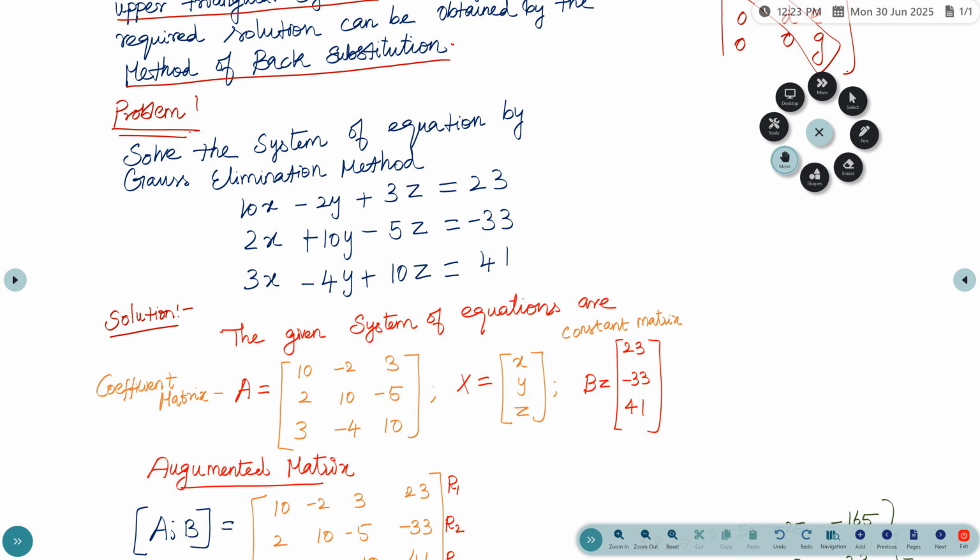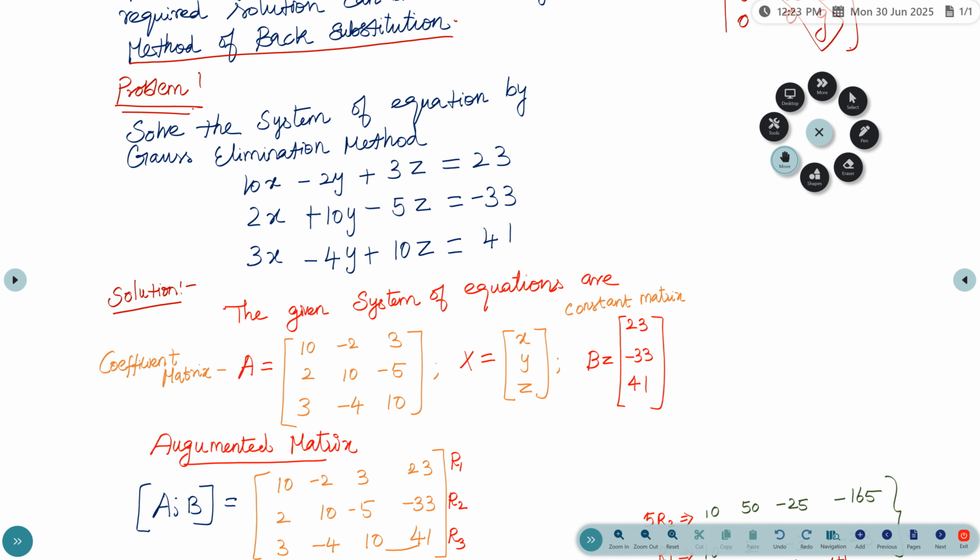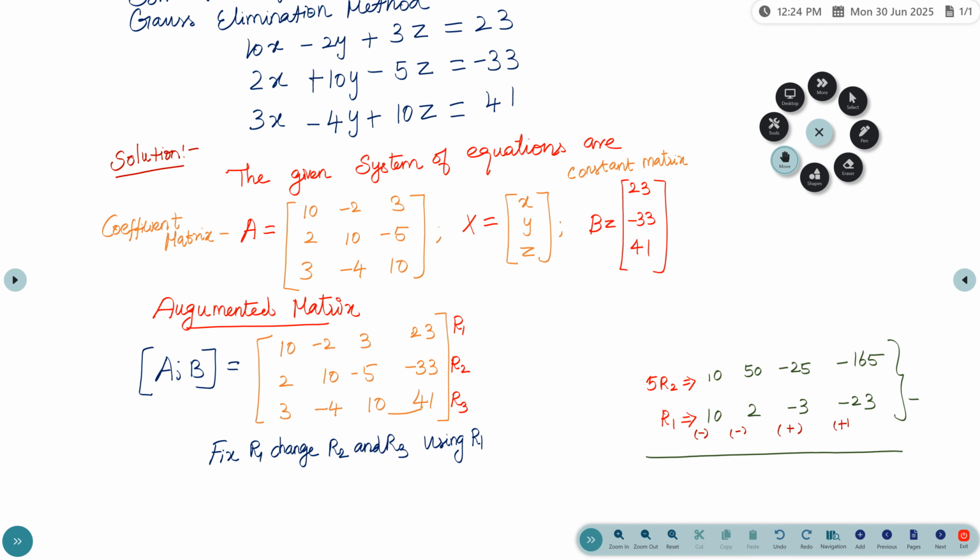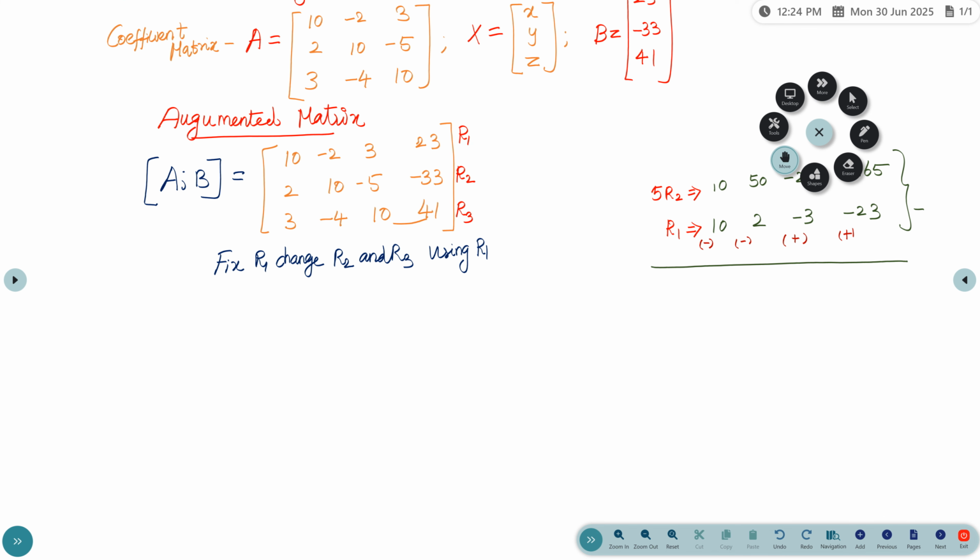So first, A is called the coefficient matrix. X is the matrix of unknowns. What unknowns are involved in these three equations? X, Y, Z. And the last one is the constant matrix. What is the constant? The values given on the right side of the equations: 23, -33 and 41. From these, we form the augmented matrix. What is called the augmented matrix? The combination of the coefficient matrix and the constant matrix is called an augmented matrix. So A comma B.